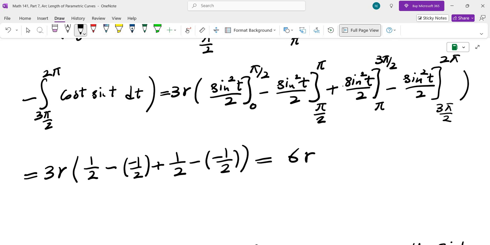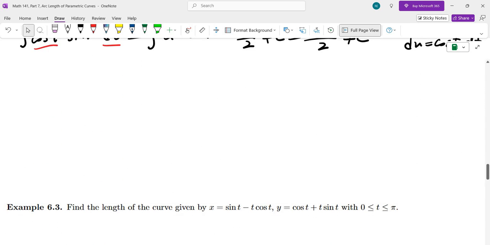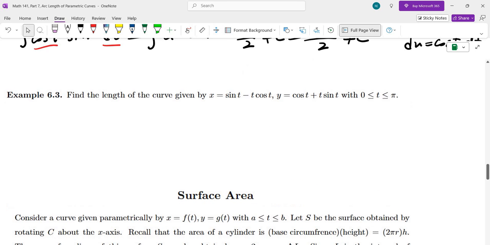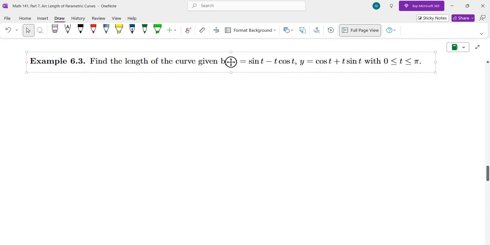So this would end up being 6r, because the sum of 1 half, 1 half, 1 half, 1 half is 2. 2 times 3 is 6, and then we get 6r. So that's the answer to the arc length. Okay, so we'll do one last example on this one, and then we'll talk about an application of this arc length formula. Find the length of this curve when t goes from 0 to pi.